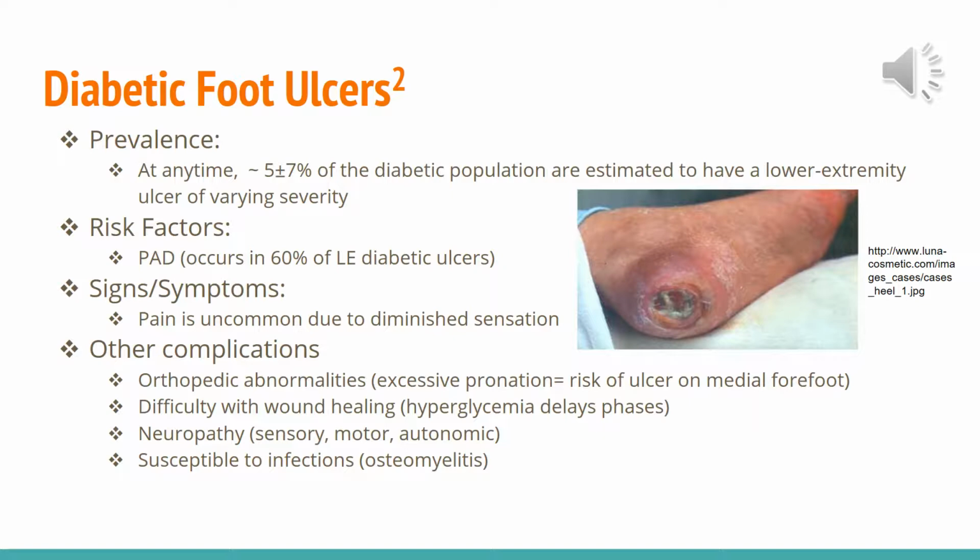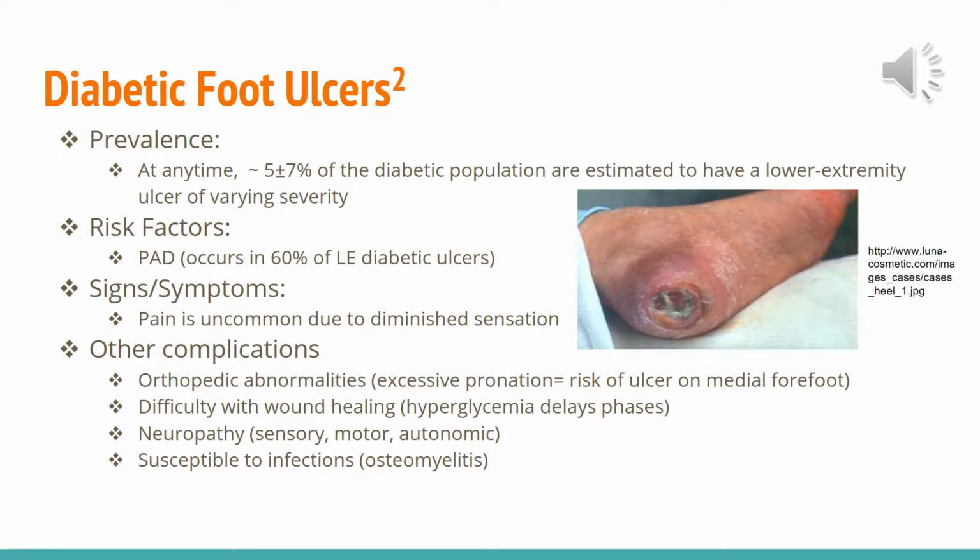So we're going to start by breaking down the different sections of our PIGO question just to get a clearer picture. The first portion involves diabetic foot ulcers. Prevalence is anywhere between 5 and 7% of the population. They're estimated to have an ulcer of the lower extremity, which vary in severity. Risk factors include PID, which is the most common and occurs in over half of the diabetic ulcers. Pain is usually uncommon due to the diminished sensation, so oftentimes they'll be walking around and not even realize that they have a wound forming.